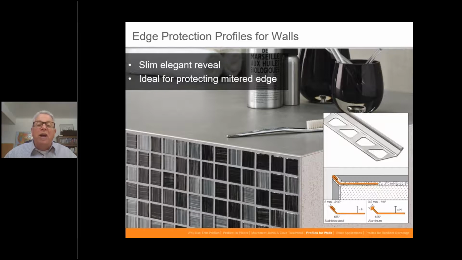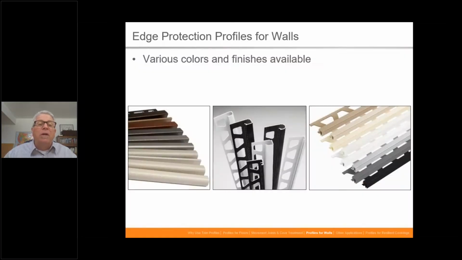This is going to clean that up and give you some edge protection, but be very unobtrusive. So these profiles, as I said, come in lots of colors and finishes. You can get colors that are on PVC plastic. You can get them on aluminums that are powder coated, so a color coated aluminum. Very popular are the matte finishes in black and white.